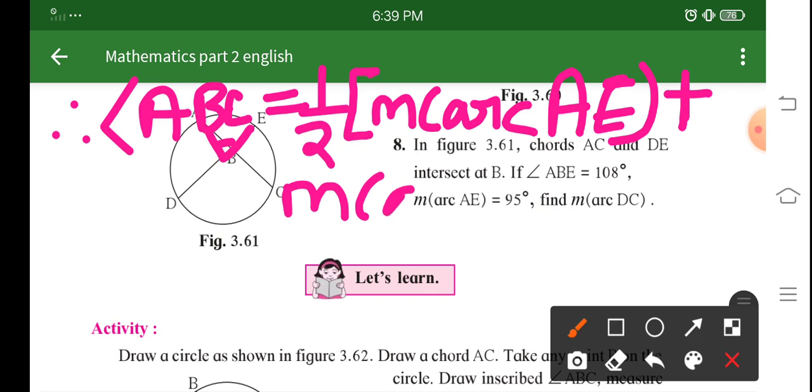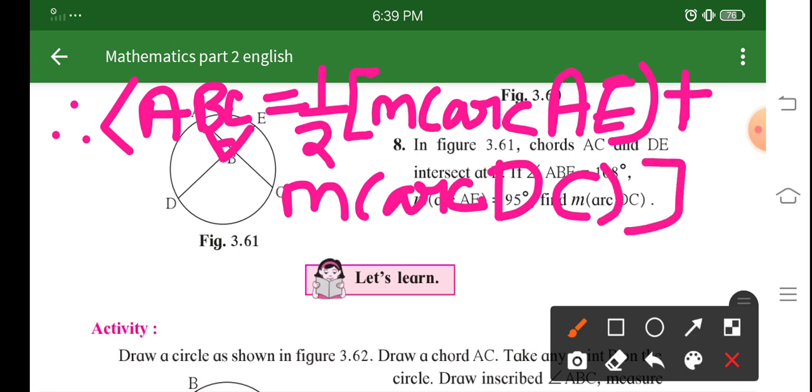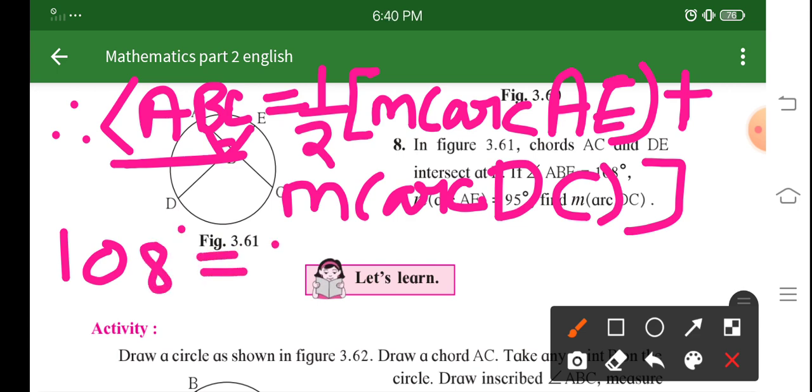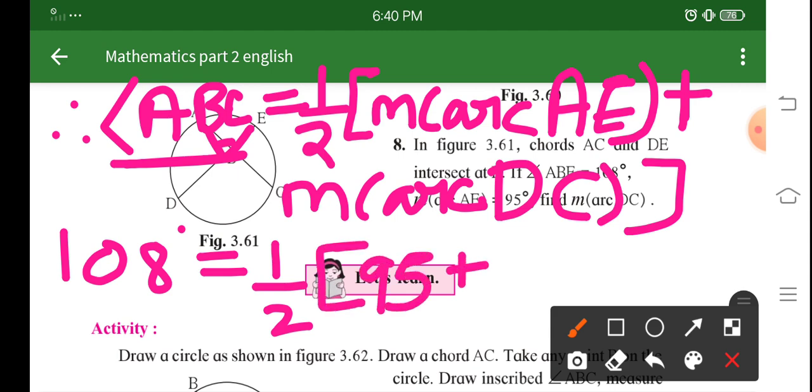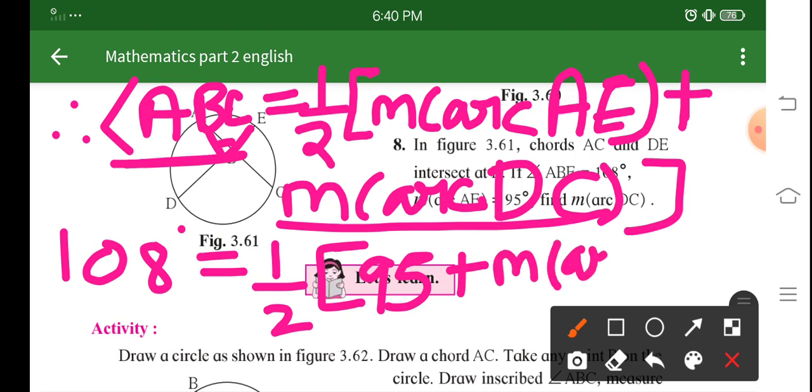Okay, so next arc will be major arc DC that we have to calculate, right? So now substitute. We have the value of this angle ABE, that is 108 they have given. So 1 upon 2, and measure arc AE also they have given. This is 95. So you'll have to write 95. And this thing you'll have to write as it is because we have to find that only. So measure arc DC.